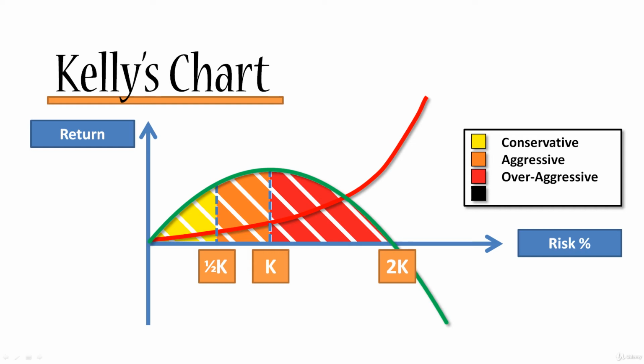And therefore, there is just no point in being that aggressive. So in our coin toss example, why would you ever risk 40% of your balance if you can get exactly the same return in the long run by risking 10% of your balance?